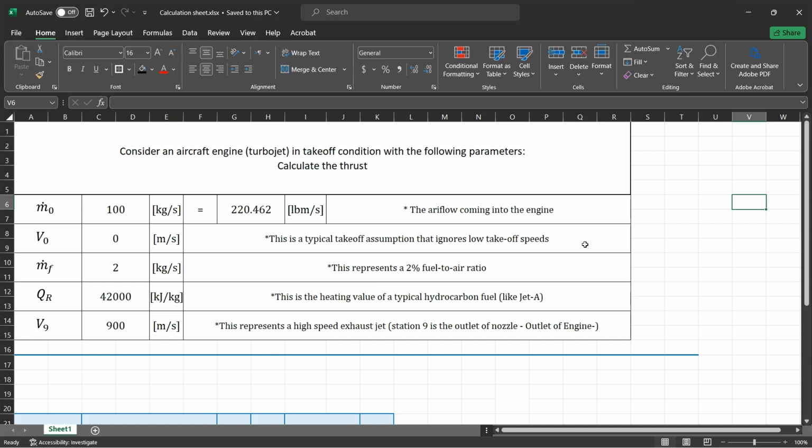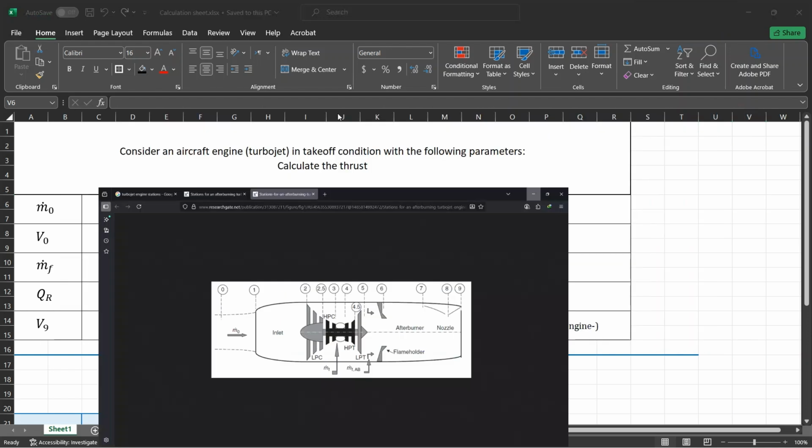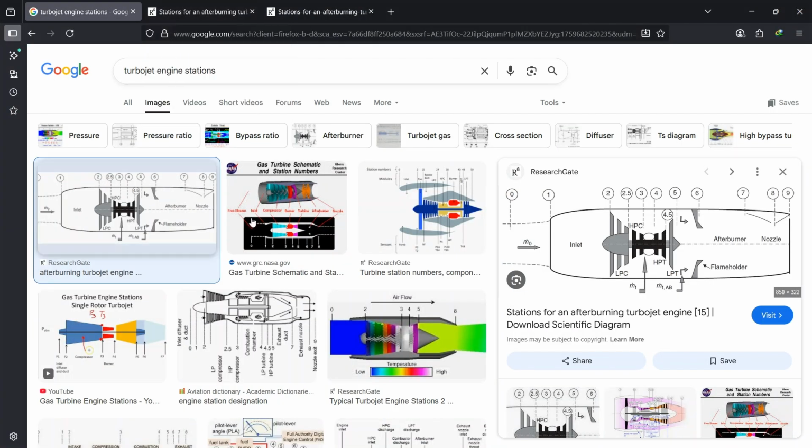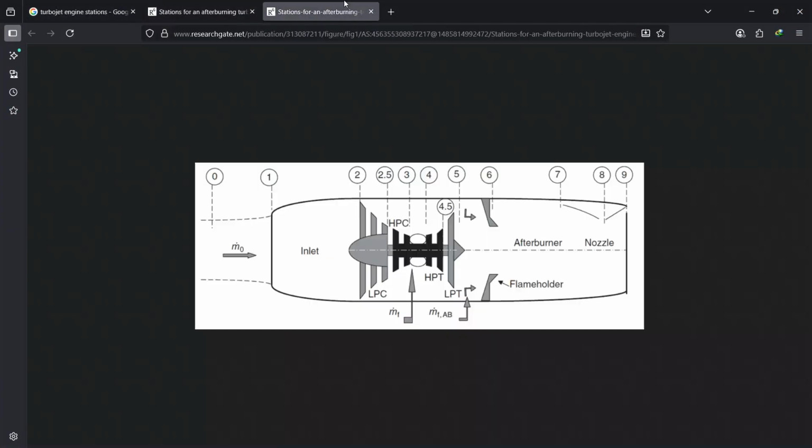Hello guys, in today's video we are going to calculate the thrust of a jet engine, especially a turbojet engine, in takeoff conditions with very few inputs to the problem. Now the station numbering in a turbojet engine is like this. If I search for the station numberings of the turbojet engine, I'm going to have this.